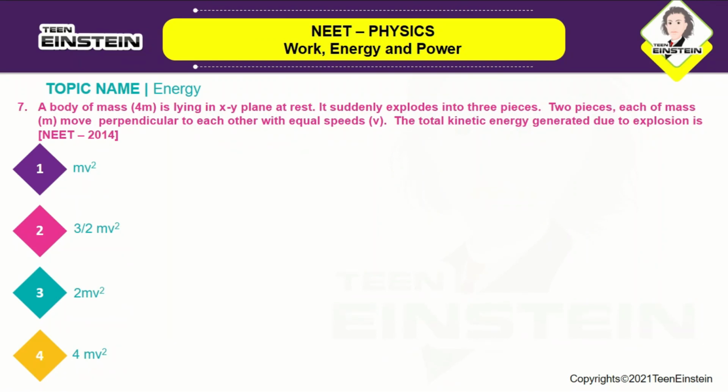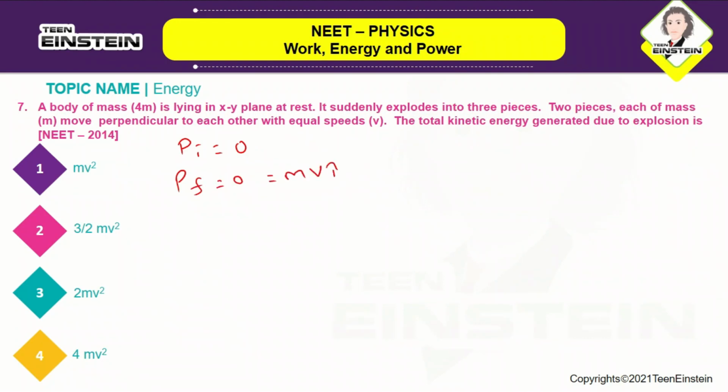So according to this question, the two pieces each have mass m and the total mass is 2m. The third piece has the remaining mass of 2m. So the third part moves back, since the total momentum after the explosion should remain 0. The initial momentum p_i is 0 and the final momentum p_f is also equal to 0.